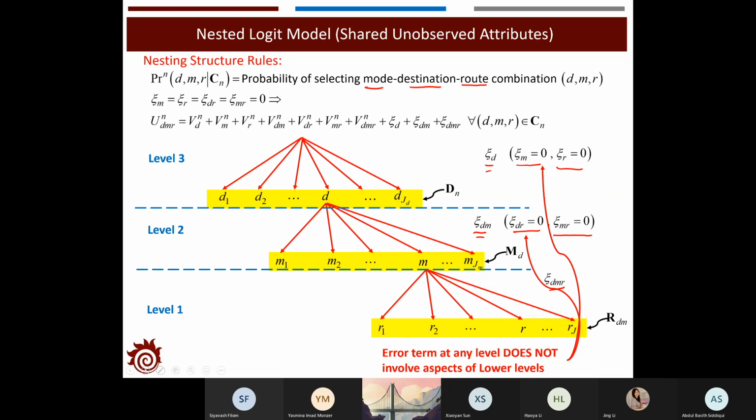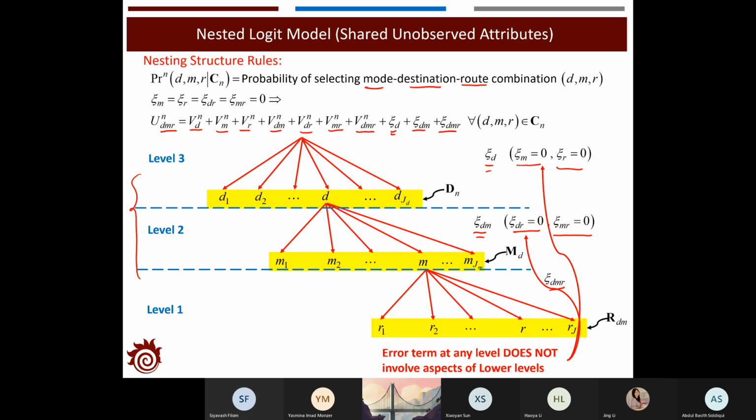utility function. So for the utility function, we have utility for the combination of dmr will be vd plus vm plus vr. So that will be the deterministic component for each dimension. We have the vdm, vdr, vmr for the combination of any 2 dimension, and the vdmr for the combination of all the 3 dimensions. And regarding the random terms, we only have 3 random terms applied: epsilon d plus epsilon dm plus epsilon dmr, as what we set for this nesting structure.